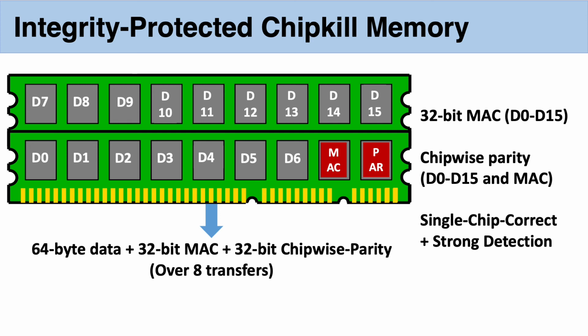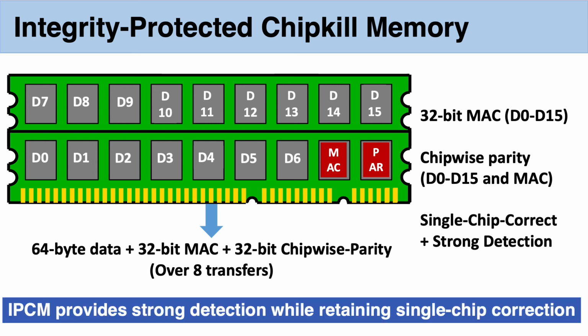Our next proposal is integrity-protected Chipkill memory that can provide strong detection of arbitrary failures. Similar to Chipkill, we assume a DIMM that has 18 chips. We use 16 chips to store data, 1 chip to store MAC, and 1 chip to store chip-wise parity across all other 17 chips. On an access across 8 transfers, we get 64 bytes of data, a 32-bit MAC, and 32-bit parity. Our design uses the MAC for detection and parity for correction of up to a single chip failure. Our design thus provides single chip correction capability and strong detection, all within the same space as Chipkill.